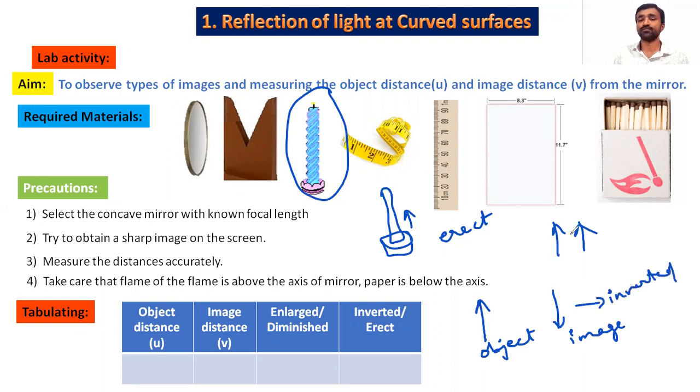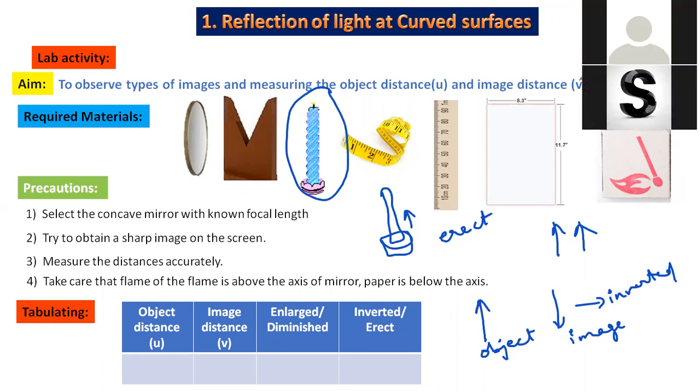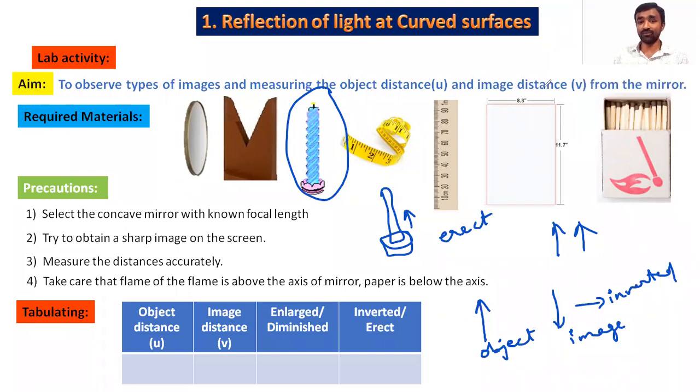Any confusion in this? Suppose you are observing yourself on the floor while standing, inverted image or erect image? Can anyone answer? Yourself you are observing on the floor, in which you can see your image. Is it inverted or erect image? Vikrant? Inverted image. Very good. Because here your top is bottom, bottom is top, right? So that type of image we can call an inverted image.